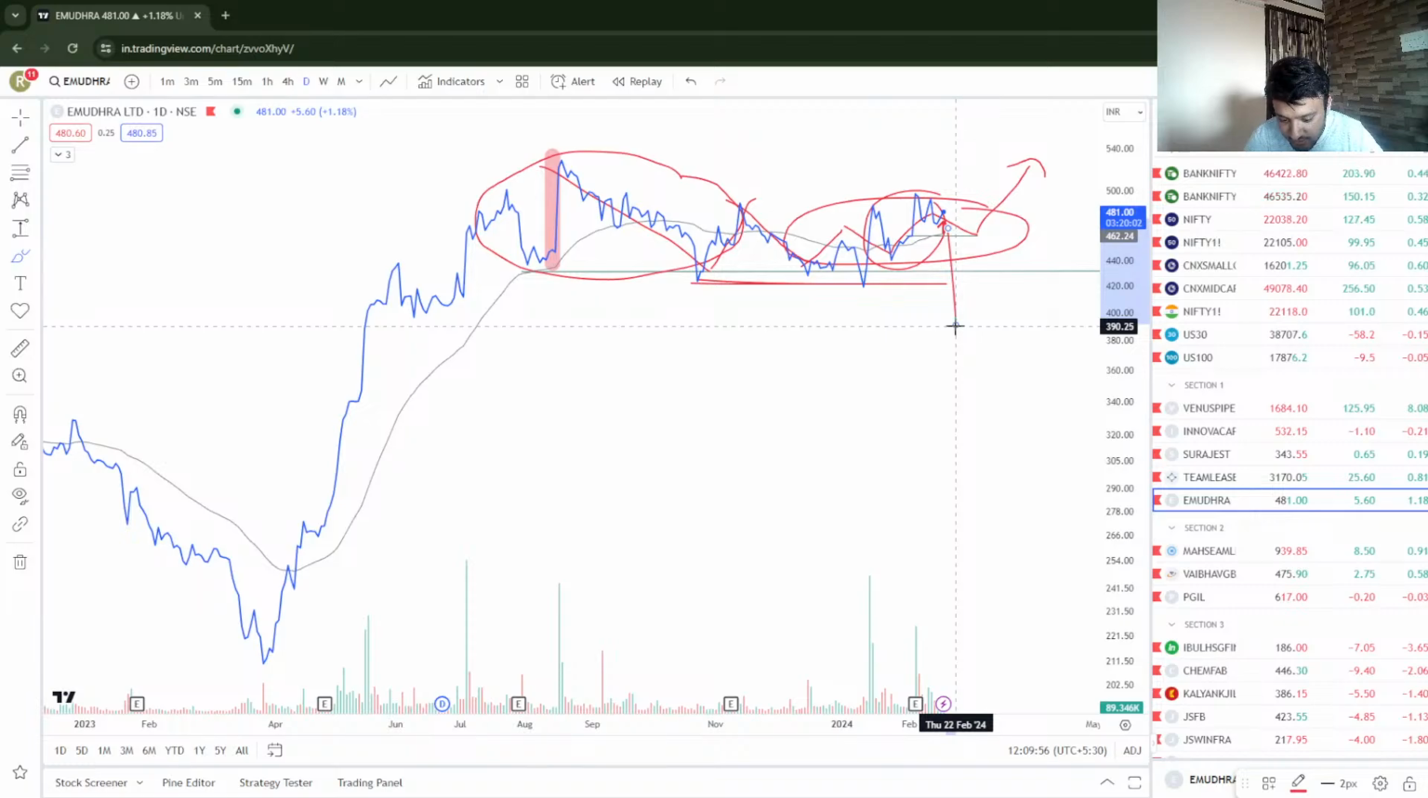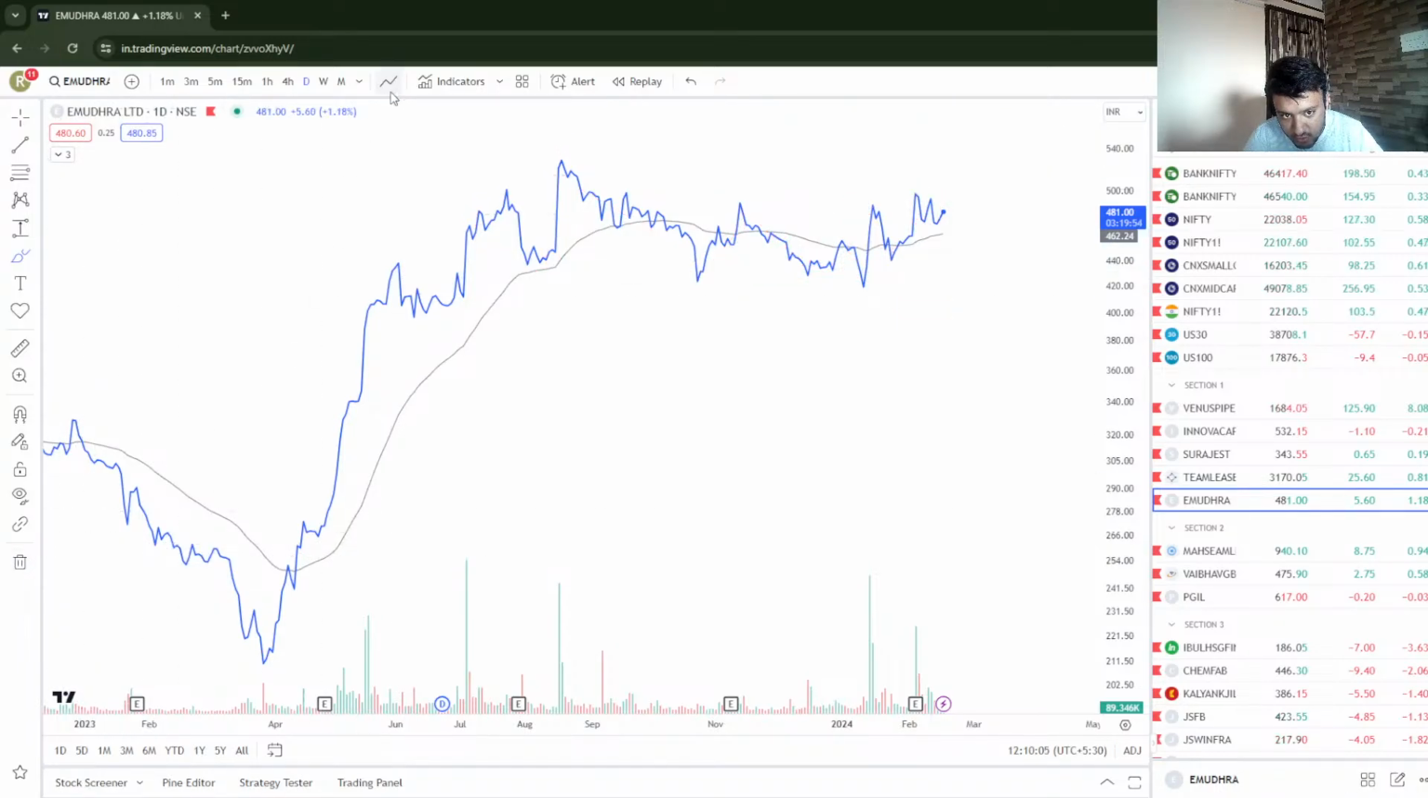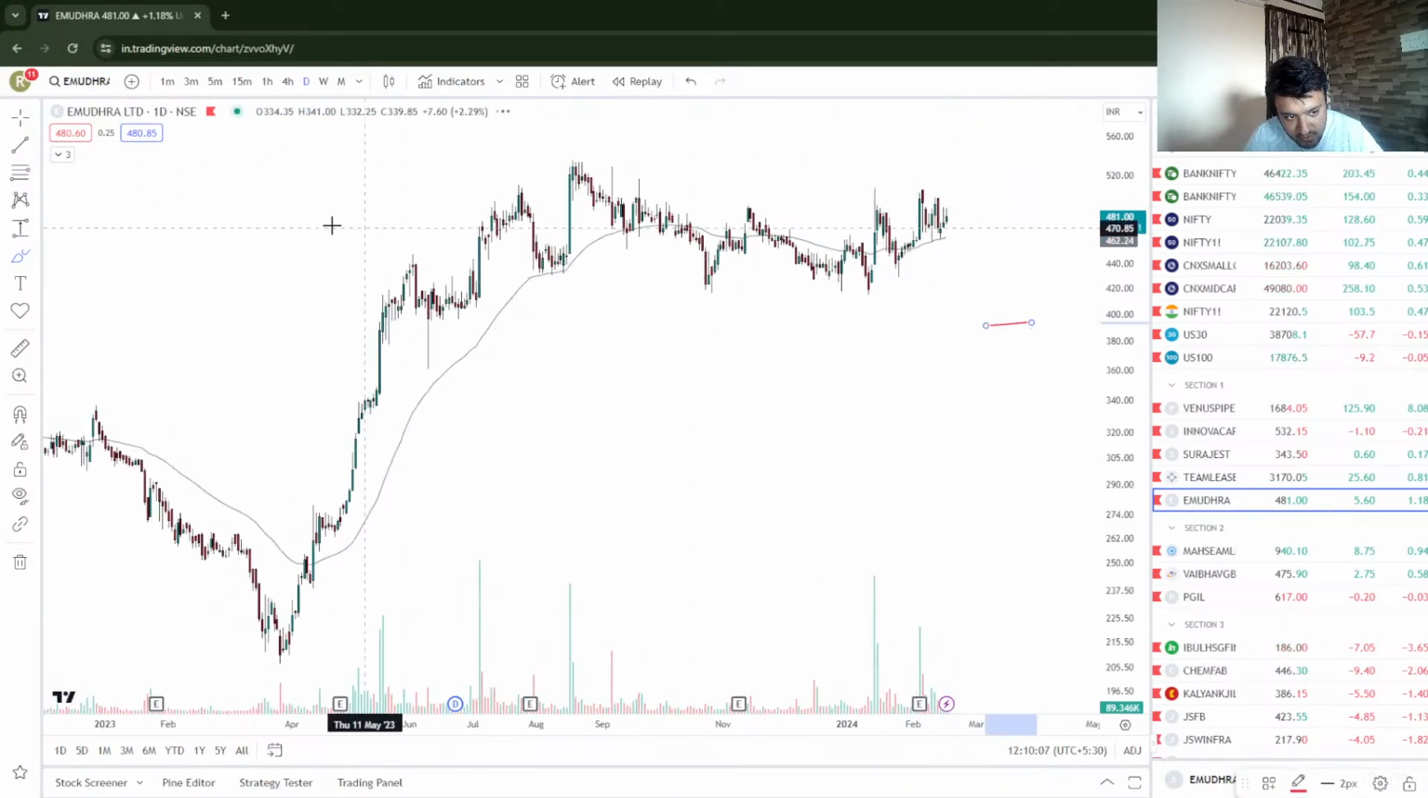Obviously, we can go down. I'm not saying that this won't fail, but at least there is some sign that we are now holding higher lows. All right. So if you see here, this was a volatile period. But now, after this breakout on the upside, we are now holding the lows. So maybe the stock will try to push up.